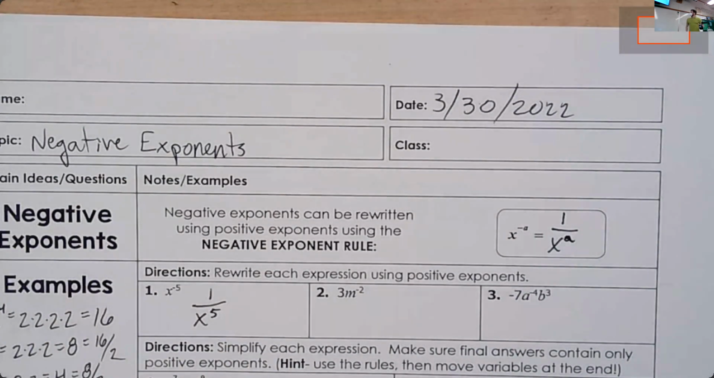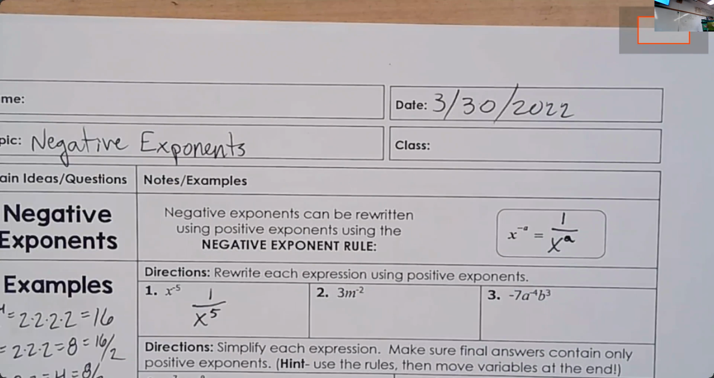Now on the second one, something that people get in trouble with on problem number 2 is they will write the answer as 1 over 3m squared, which actually is not the answer. So don't write that down.